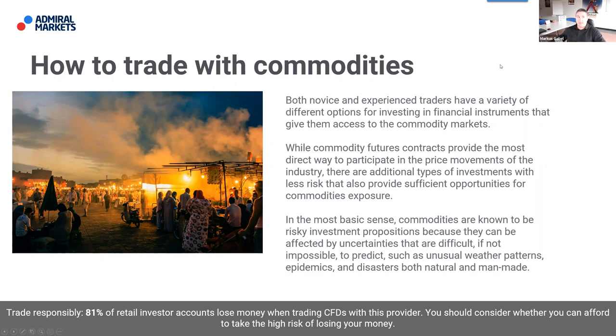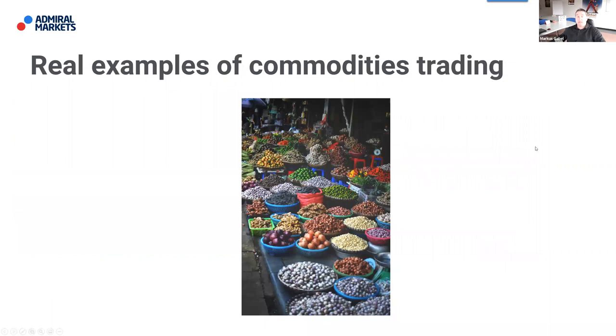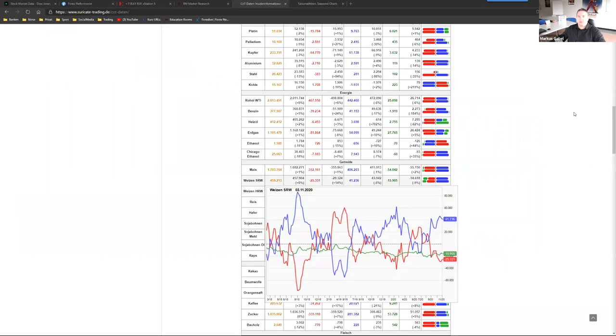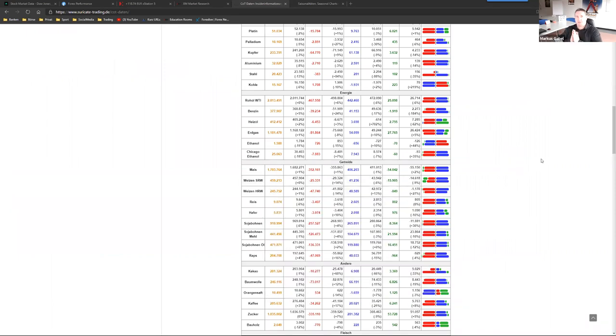You will see it. Now let's go to a real example of how you can trade commodities. Let me show you this one. I have a special strategy. I have a trading plan. If I want to trade commodities, then first of all, I check the COT report, the Commitment of Traders report.